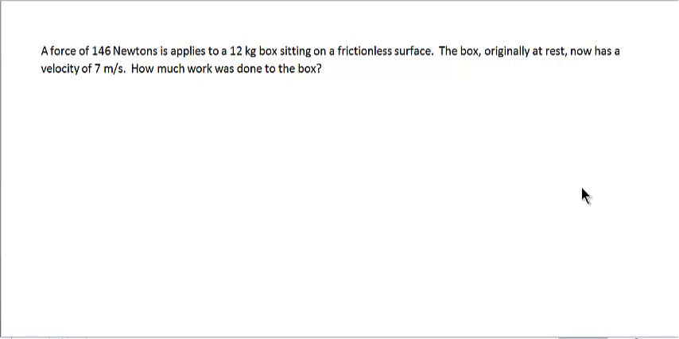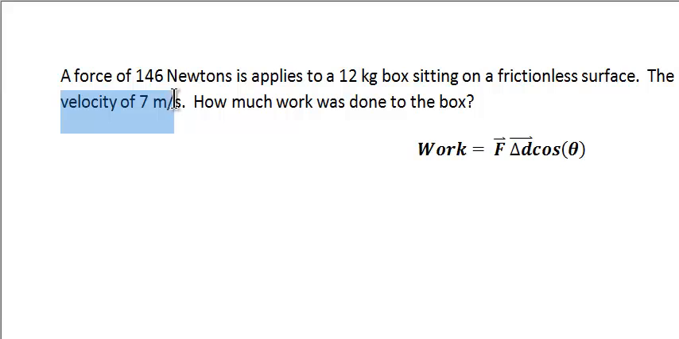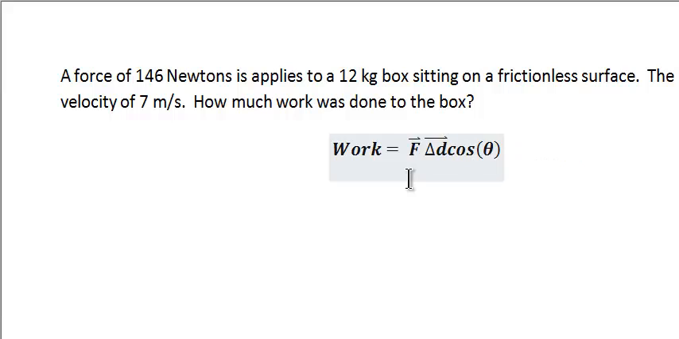The work done as this force is applied to this box and causes some movement is, of course, work is force times displacement times cosine of theta. Well, we know a lot of things. We know that it started at rest. We know that its velocity is 7 meters per second now. We may know enough to do kinematics on this. We know the force here, it's 146 newtons. If we can figure out the distance that it travels, then we can figure out the work. Well, let's plow down that road and see what happens.